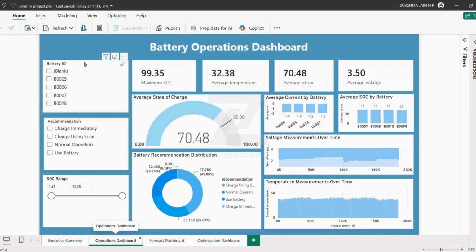With the filters, users can filter the dashboard by battery ID, recommendation type, and state of charge range to analyze individual battery performance.